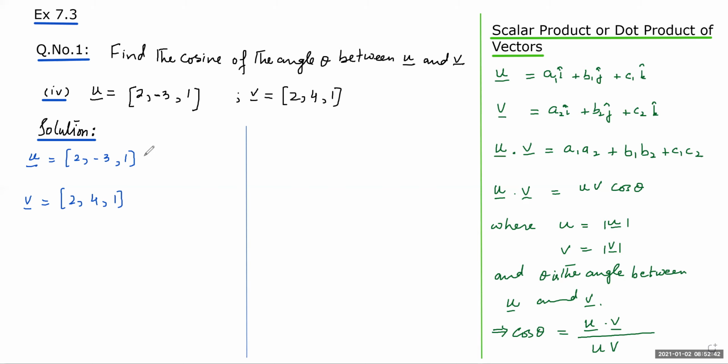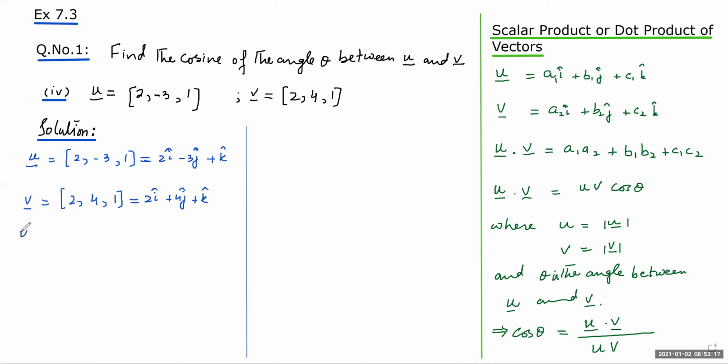Let's start the solution. First of all, I'm going to write these vectors with the unit vectors i, j and k. So this vector u, which is equal to 2, minus 3 and 1, becomes 2 into unit vector i, minus 3 into unit vector j, plus 1 into unit vector k. So you may simply write it as k. Then vector v, it is 2, 4, 1. So it becomes 2 into unit vector i plus 4 into unit vector j plus 1 into unit vector k, or you may simply write it as k.